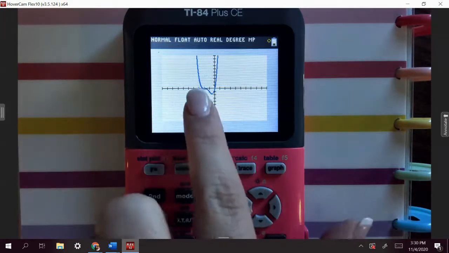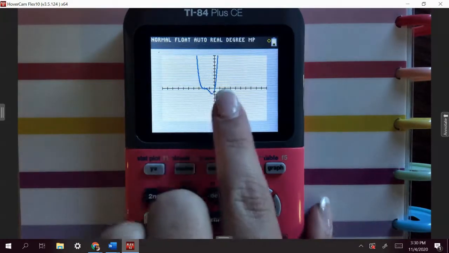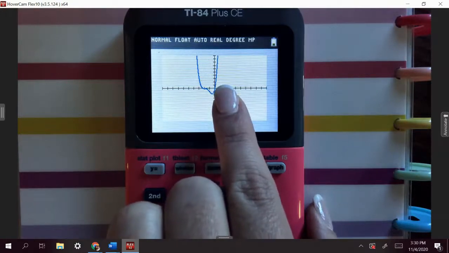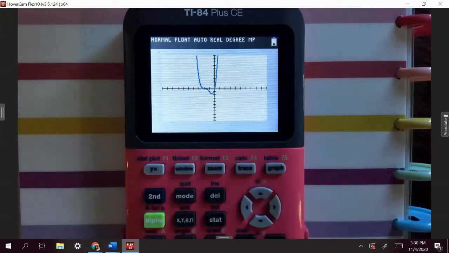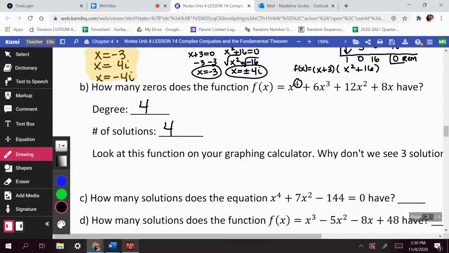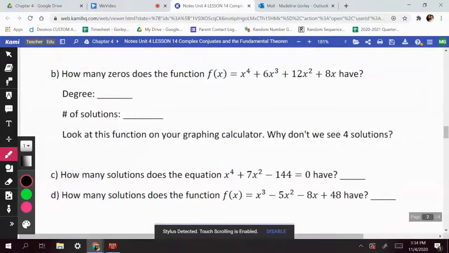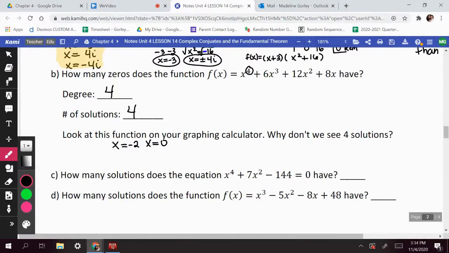So I see a root at -2, and it looks like I have another x-intercept at 0, right? So at -2, I see an x-intercept, and at 0, I'm just going to make a note of that. I see a 0 at x equals -2, and I see one at x equals 0. So the question is, why don't we see 4 solutions? I only see -2 and 0 on my graphing calculator.